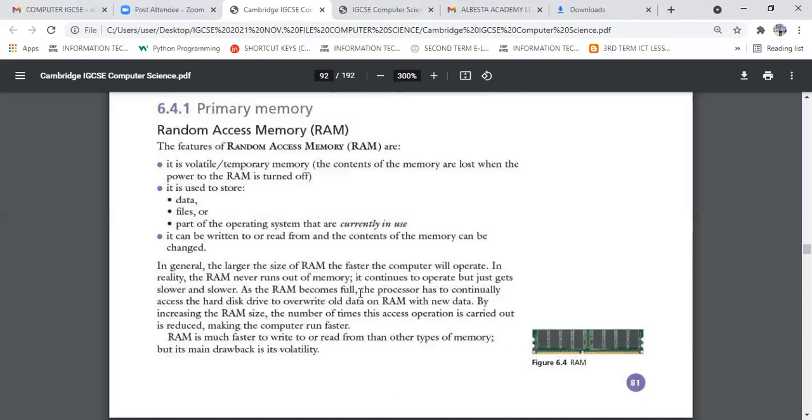RAM never runs out of memory, it continues to operate, but it just gets slower and slower as the RAM becomes full. It's just like when the storage location of your mobile phone is full. You may have challenges downloading, and at times a call will come and you won't be able to pick it. You will not even see the call and the phone is ringing. It means that you have almost exhausted the memory of your mobile phone. It is also applicable to a computer system. You can exhaust the memory by loading too many videos and all of that.